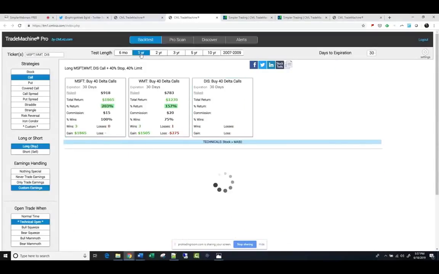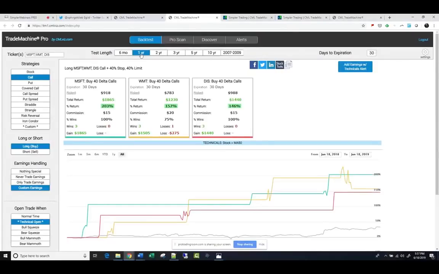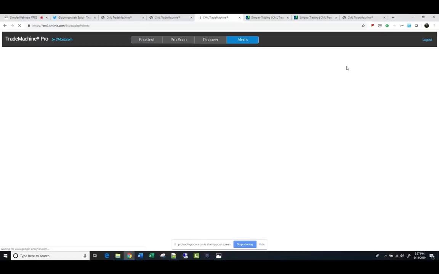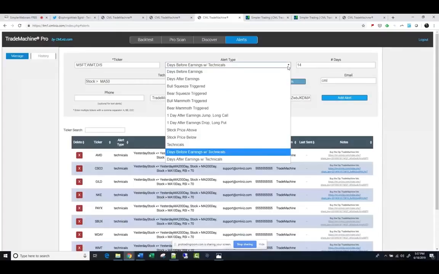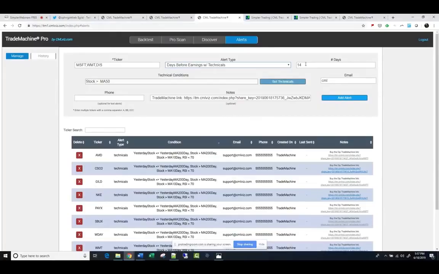Let's check the last year. They all look absolutely fantastic. So yeah, I've found my first 3 pre-earnings momentum with a technical requirement trades. So I'm just click add earnings, add alerts. This is a days before earnings with technicals alert type. These are all the alert types we have. All right. It's already filled in for you, but it's 14 days, always good to check. The technicals are pretty simple. Stock price above the 50-day moving average.